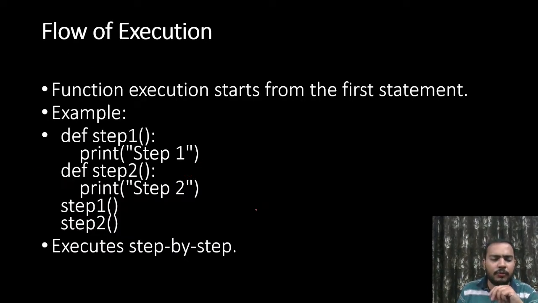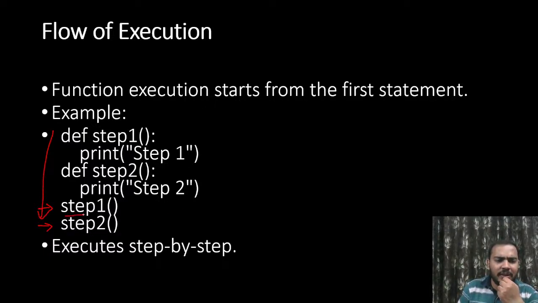Okay, so this is how we can return the values and store them. Now let's talk about the flow of execution, how a function basically works. In case of function calling, the statement which was written first will be executed first, and the statement which was written afterwards will be executed afterwards. So functions are called or executed step by step. Basically our program will go from top to bottom.